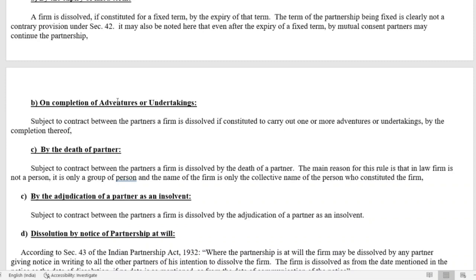What is the meaning of adventure? It means a certain business. What happens with regard to any business? They may say we have to cover this area, and when we complete this project, when we complete this business in this area, there is no more interest in continuing the business. So on completion of that adventure or undertaking, the partnership firm can be dissolved, subject to contract between the partners. A firm is dissolved if constituted to carry out one or more adventures or undertakings, by the completion thereof.